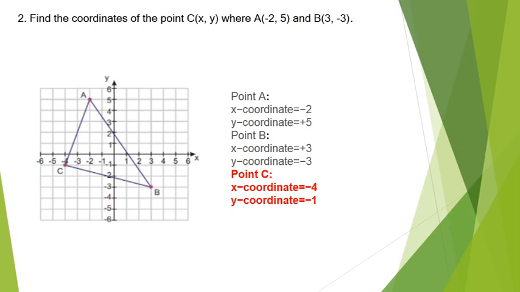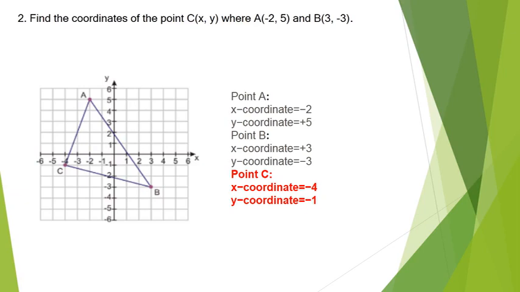Yes, so x is +3. It means we need to go to the right side of the origin point in the horizontal line 1, 2, 3, and if y is -3, we go down from the origin point in the vertical line -1, -2 and -3, and they meet with each other at B point.